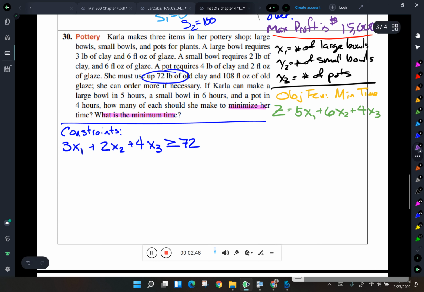We also have a constraint that deals with glaze, kind of the same idea that we have to use up a bunch of it. It's going to take 6 ounces for every large bowl, 6 ounces for every small bowl. That's interesting, but okay, I don't know anything about pots. I guess they could both be 6. And 2 ounces for every pot. And we want to use up 108. We can get more, but we have to use a minimum of this. And of course, this makes sense here. X sub 1, X sub 2, and X sub 3 all must be greater than or equal to 0.